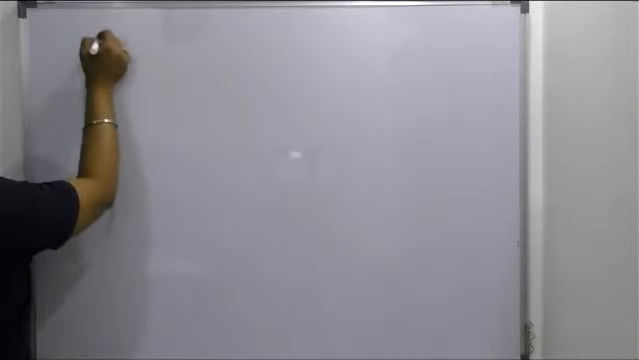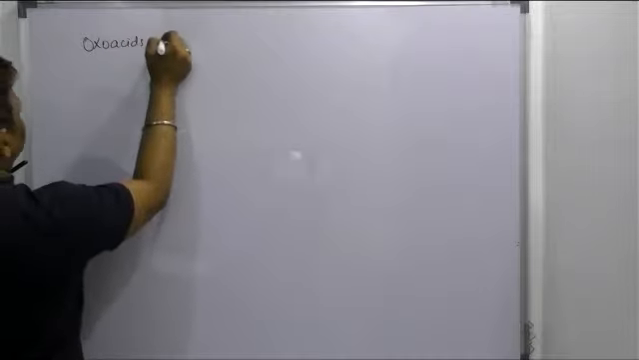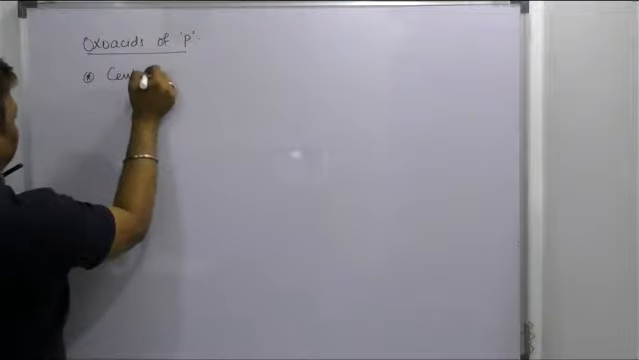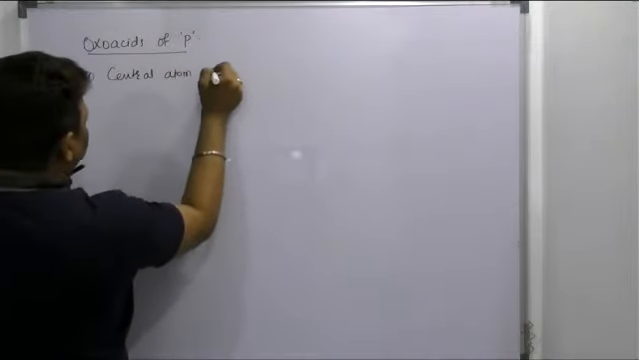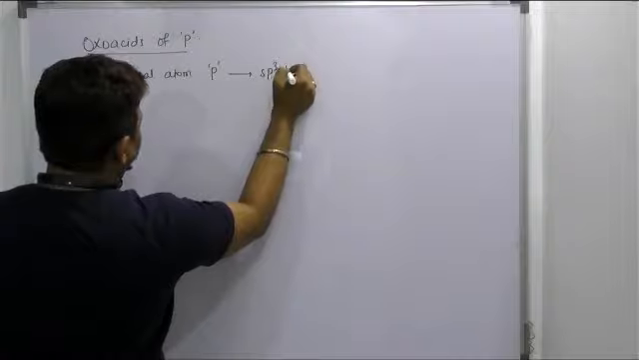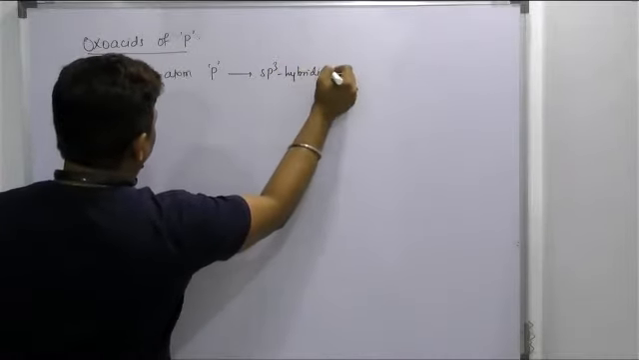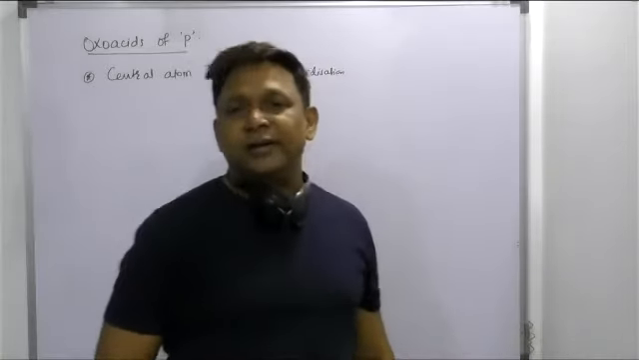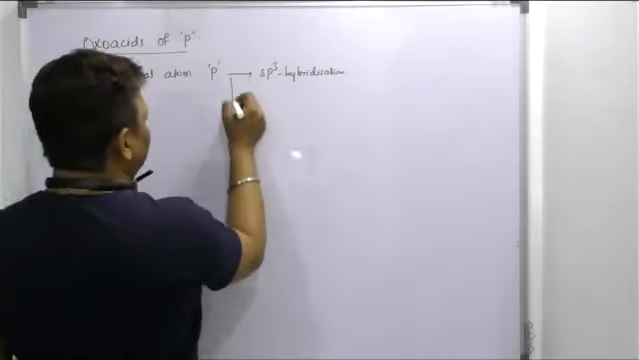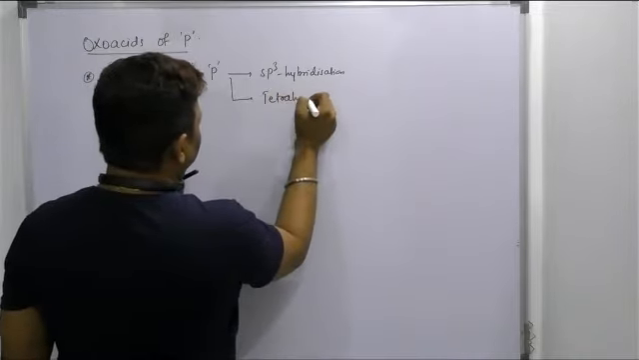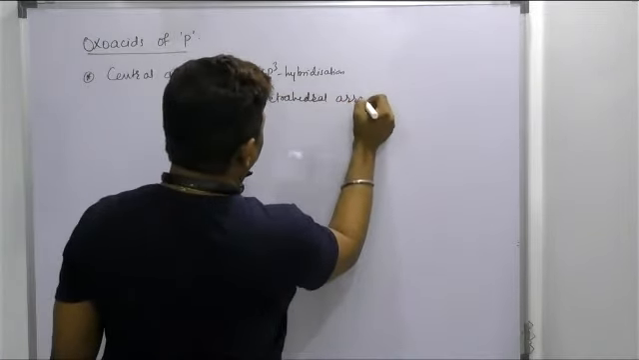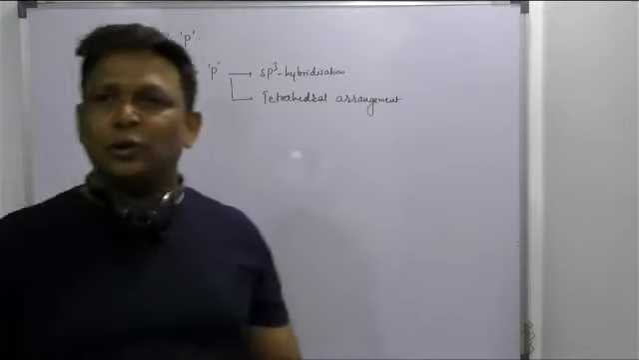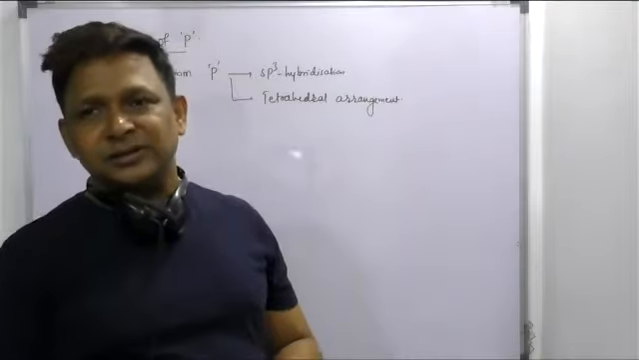But in these oxoacids of phosphorus, the central atom phosphorus undergoes sp3 hybridization. That means in all the cases, in all oxyacids of phosphorus, the central atom phosphorus undergoes sp3 hybridization, which means it has a tetrahedral arrangement. It will have the lower oxidation state +3 and the higher oxidation state +5, right?